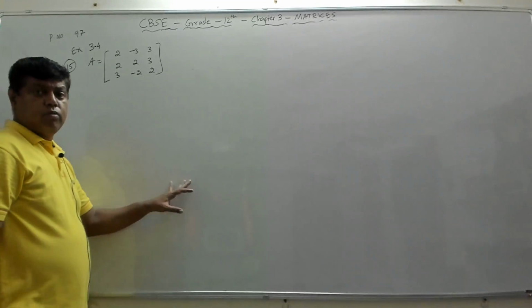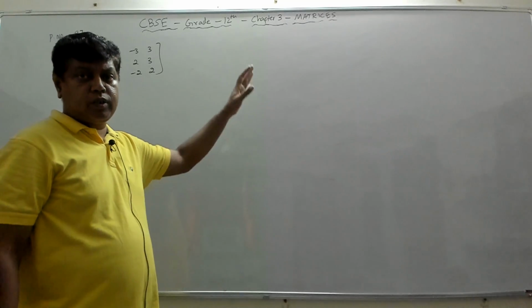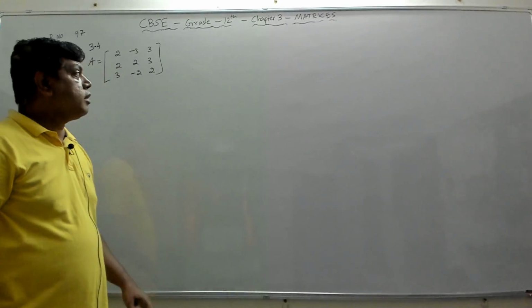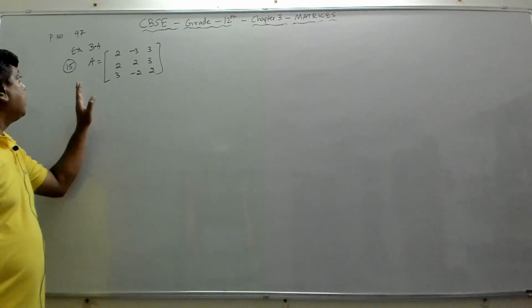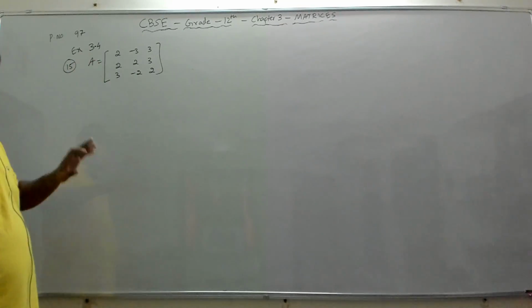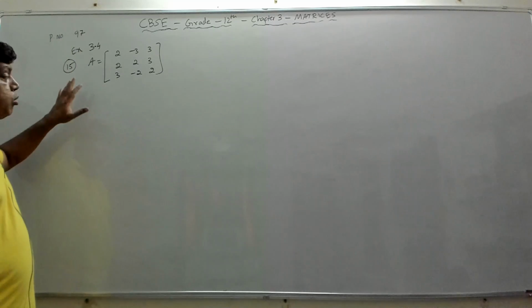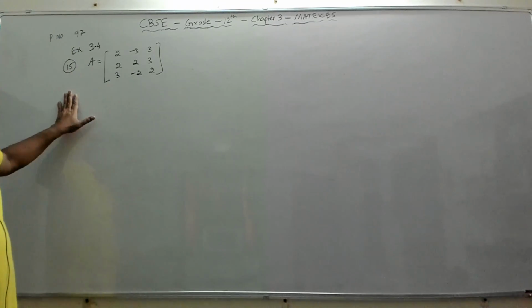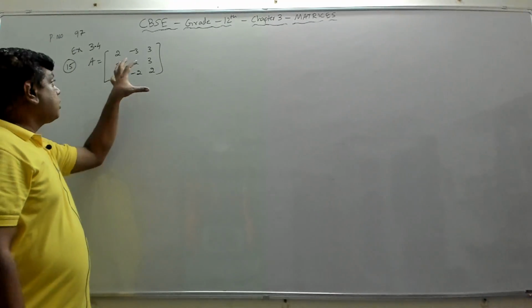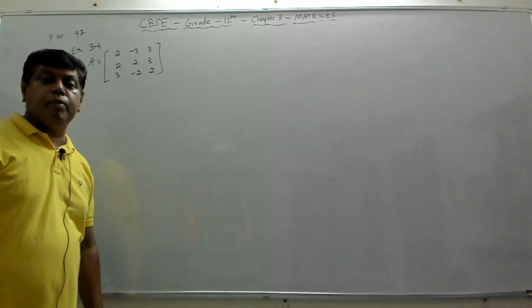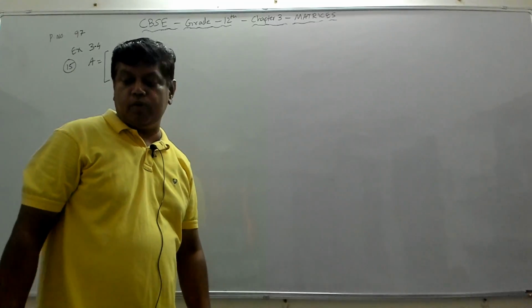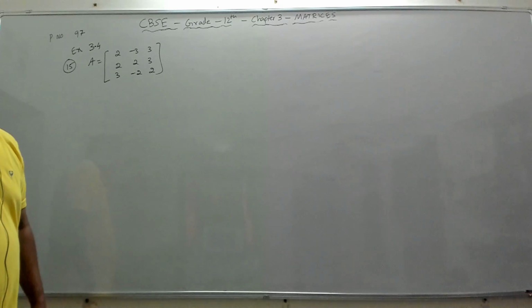In this video, we'll continue with the chapter Matrices, which is the third chapter from your 12th standard CBSE Mathematics. I'm going to continue from exercise 3.4 on page number 97 of your textbook, problem number 15, which is to find the inverse of this matrix using elementary operations.